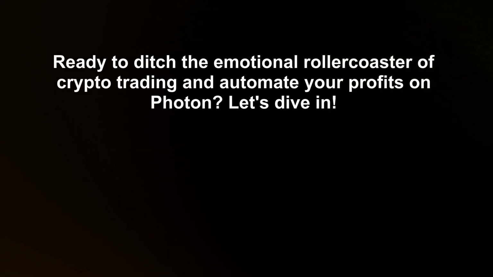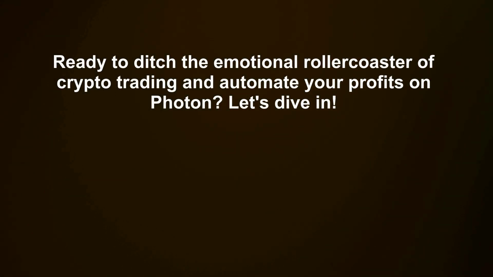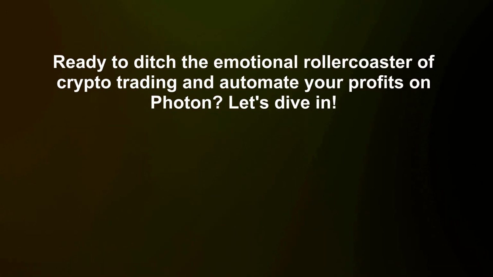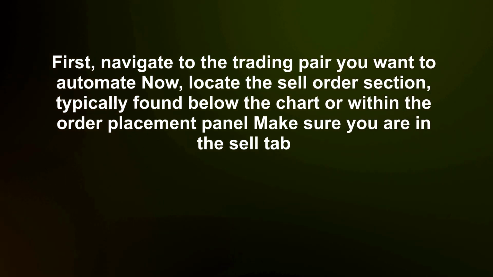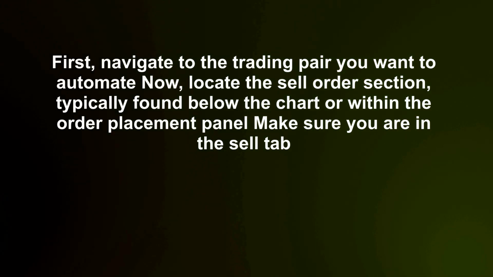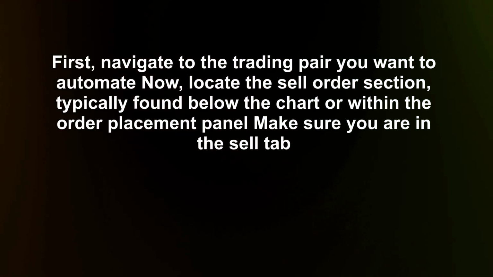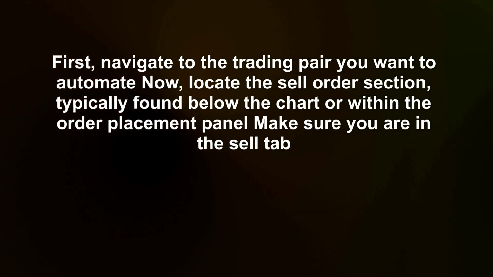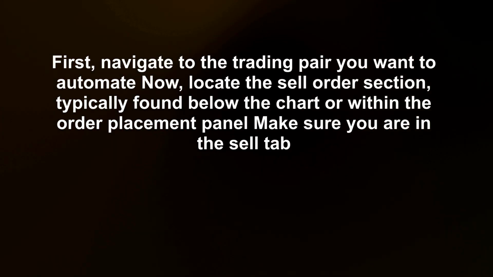Ready to ditch the emotional roller coaster of crypto trading and automate your profits on Photon? Let's dive in. First, navigate to the trading pair you want to automate now. Locate the Sell Order section, typically found below the chart or within the order placement panel. Make sure you are in the Sell tab.